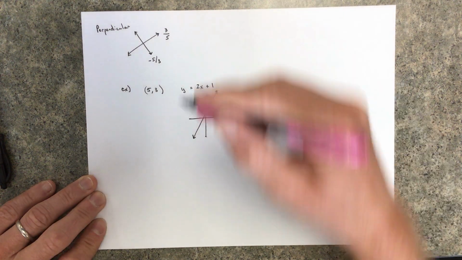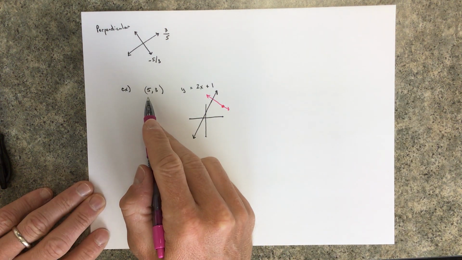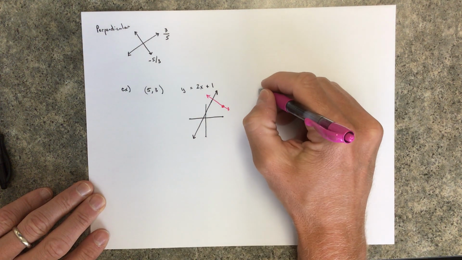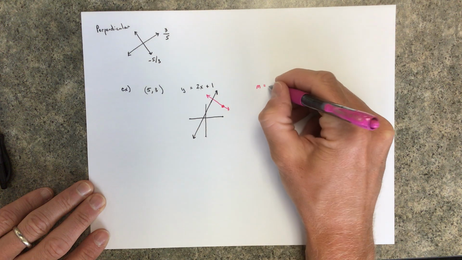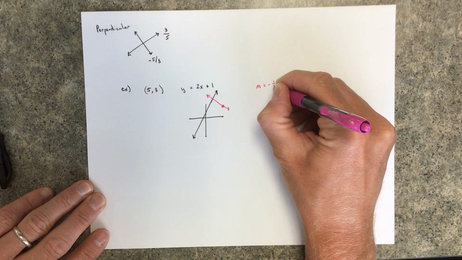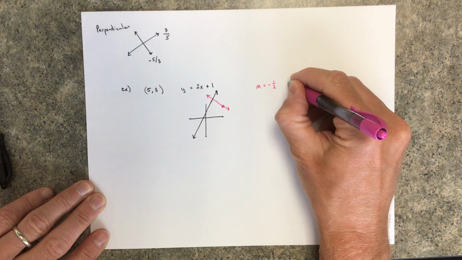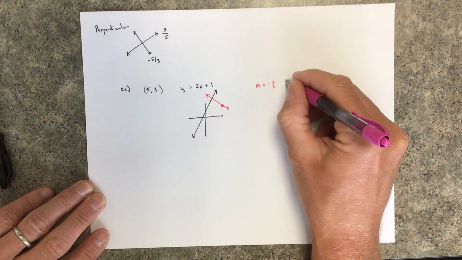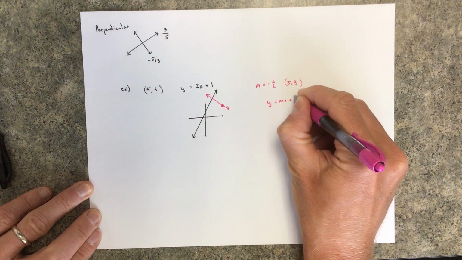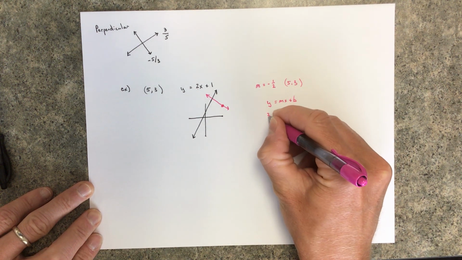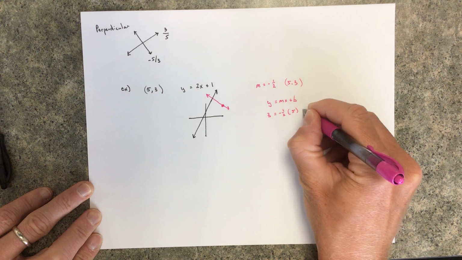Well, we know how to find the equation of a line. I need a slope and I need a point. Okay, so for this particular one, I know I want a slope that's opposite reciprocal to that one. So if that one is 2, then this one is negative 1/2, and I'm going to use the point (5, 3). Okay, I'm going to use y equals mx plus b. I'm going to plug in my y value of 3, my slope of negative half, my x value of 5, and I'm going to find b.